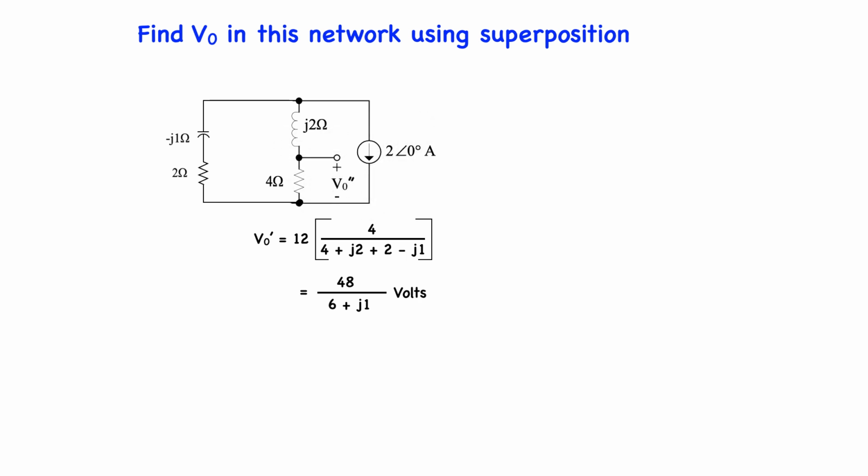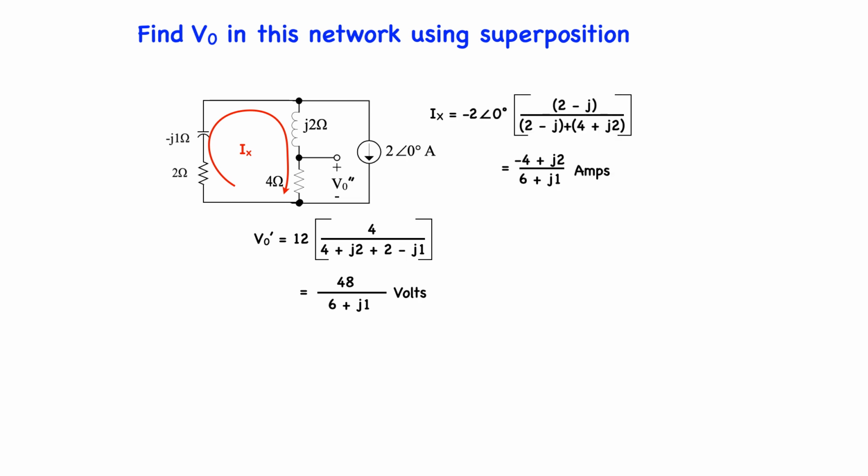In order to find out what V0 double primed is, we first must find the current that would be flowing in the 4 ohm resistor. We will call that current IX, and using current division to find IX, which is this. Now V0 double primed can be calculated using Ohm's law, which gives us this, and finally V0 is equal to V0 primed plus V0 double primed.